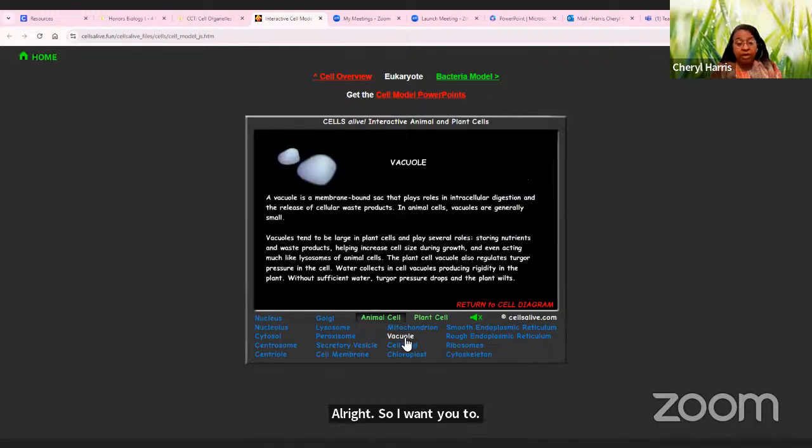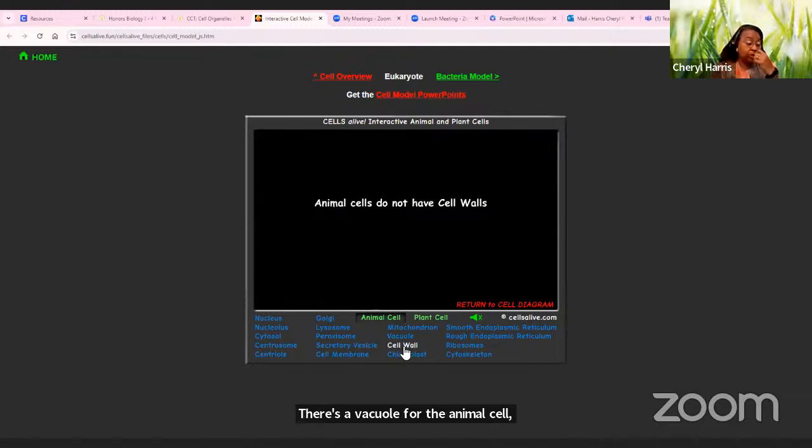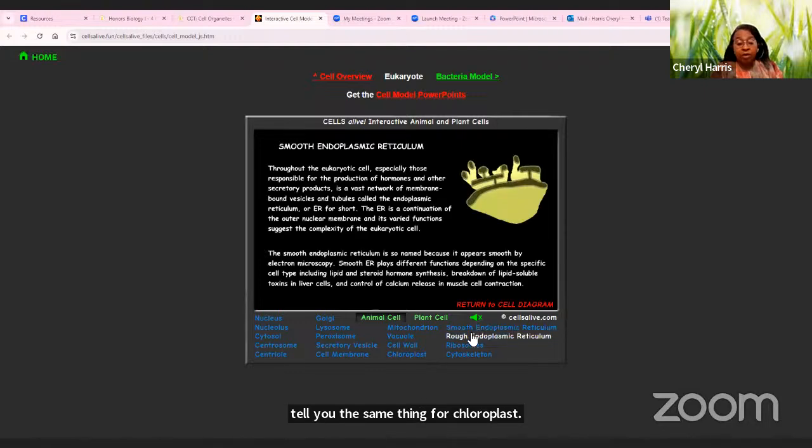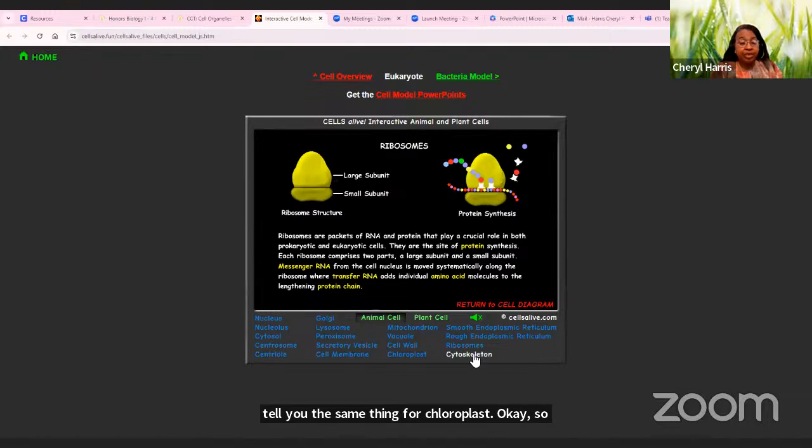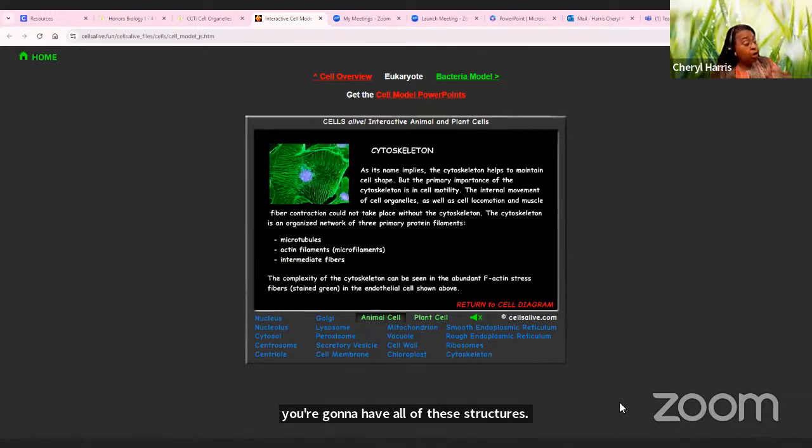When you get to vacuole, there's a vacuole for the animal cell, but then when you get to cell wall, it's going to tell you that animals don't have that. And you want to save that for your next heading, which will be plant cell. And it's also going to tell you the same thing for chloroplast. Okay, so you're going to have all of these structures in an animal cell, but you're also going to have all of these structures in a plant cell.